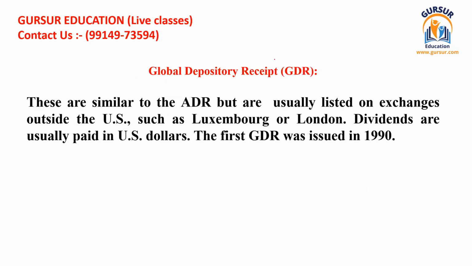And if you purchase securities listed on the stock exchange of any country except America, then whatever receipts you get shall be known as global depository receipts. The first issue was made in 1990. These are listed on exchanges outside the United States, like Luxembourg or London or any stock exchange like that.